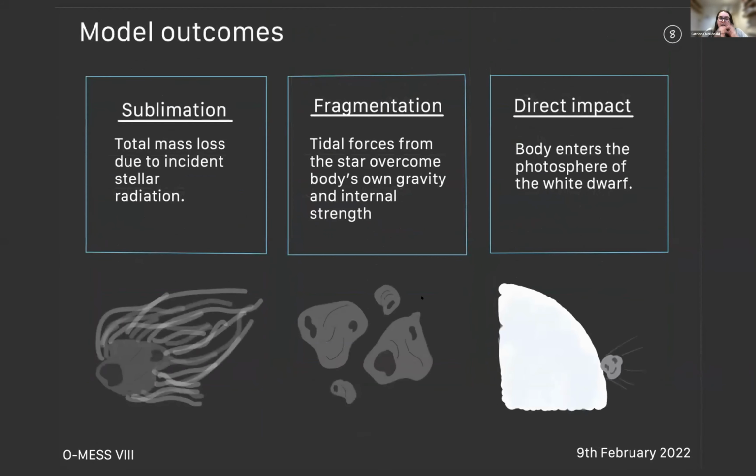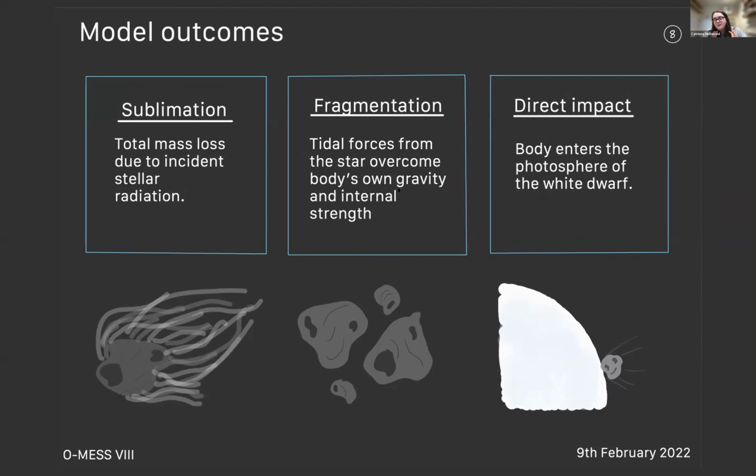So for our analytical model, we outlined three separate outcomes that we wanted to know when they would happen based on different properties for the bodies. So the first is total sublimation. This will occur when all of the mass from the object is lost due to the sublimation of its material due to the stellar radiation.